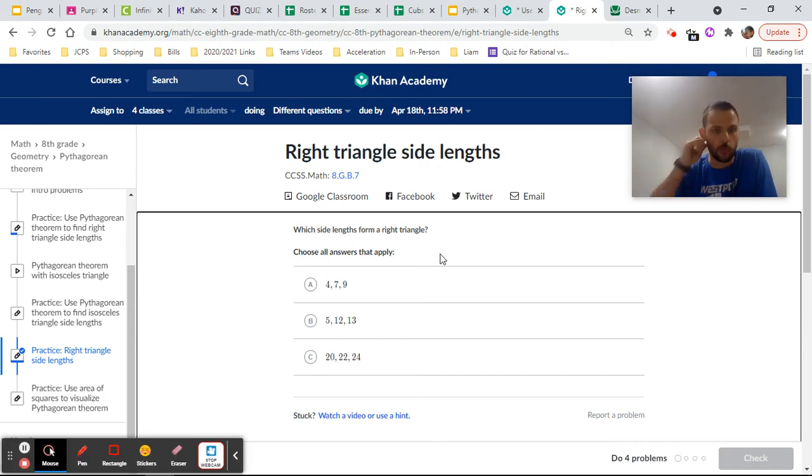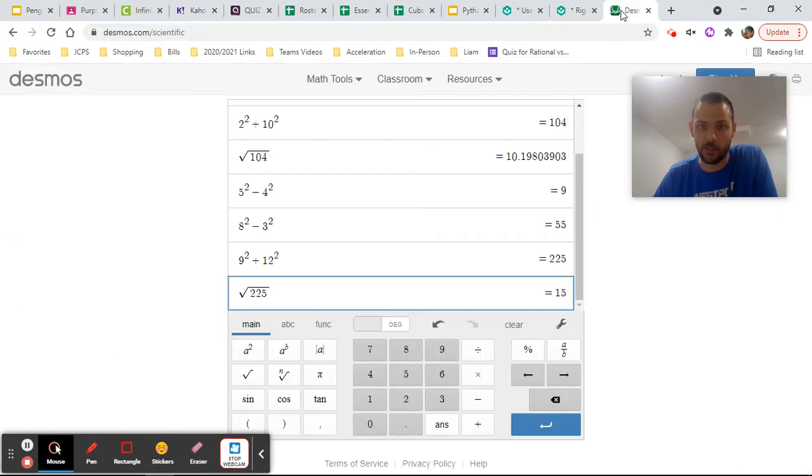Now let's look at the second one. Which side lengths form a right triangle? They've given us all 3 side lengths, and we're seeing if it is or is not a right triangle. All right, so 4, 7, and 9. Let's go ahead and test that one out first. Which one's the hypotenuse? Hopefully you remember we said the hypotenuse is always the longest side. So we're going to do 4 squared plus 7 squared and see if that's equal to 9 squared.